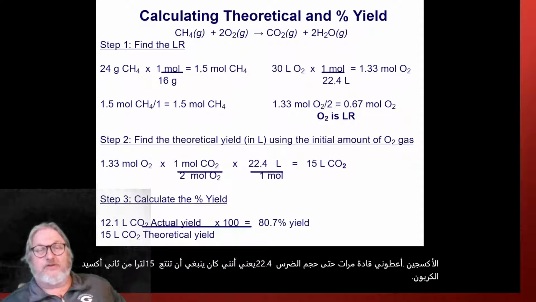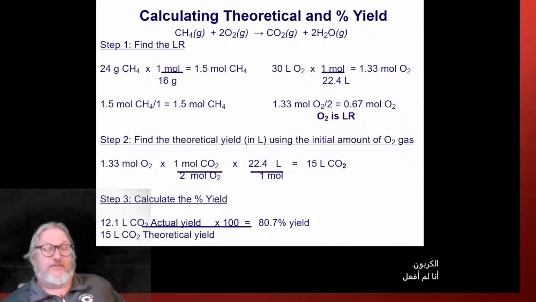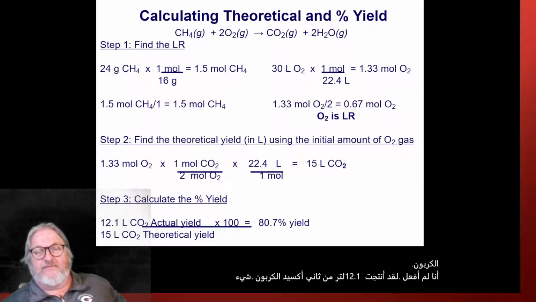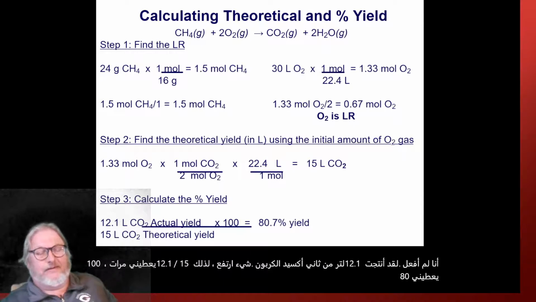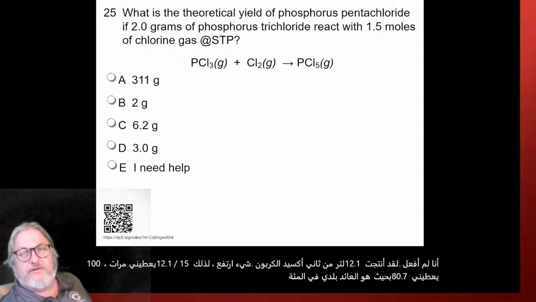I didn't. I produced 12.1 liters of CO2. Something went up. So 12.1 divided by 15, times 100, gives me 80.7. So that is my percent yield. Not great, is what it is.